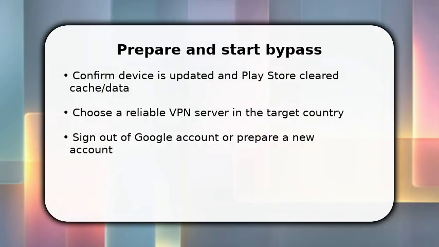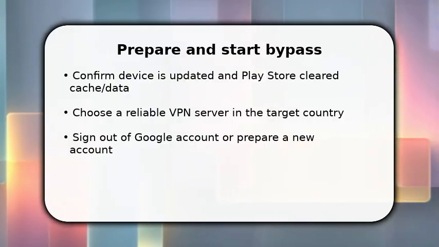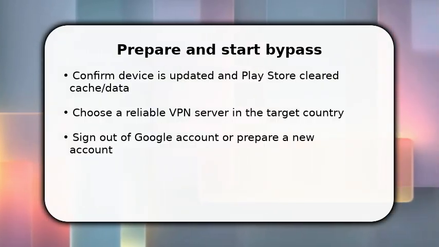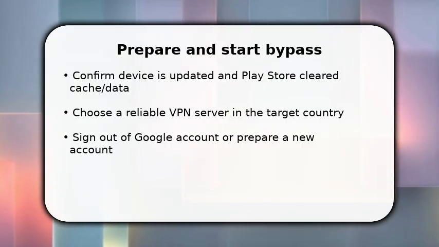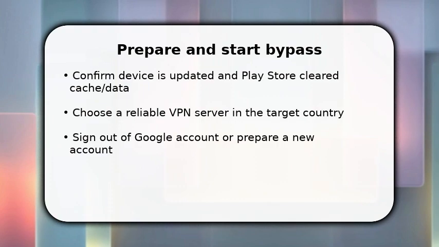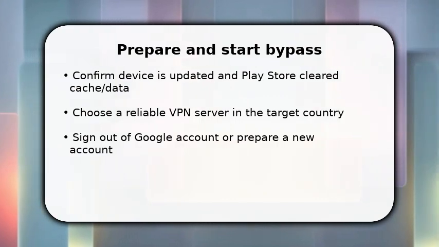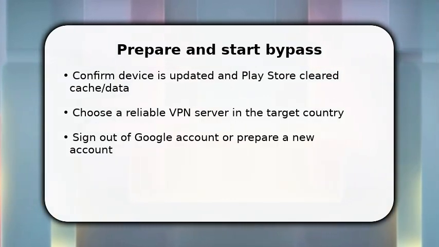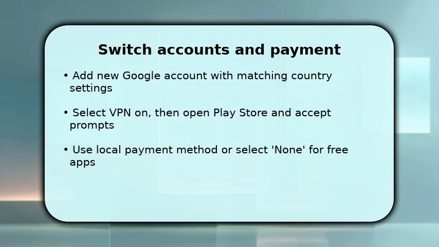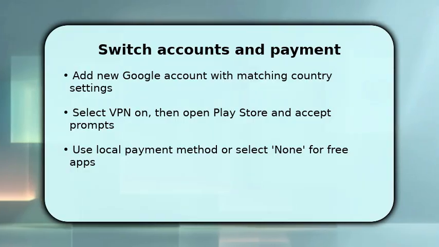Once connected, sign out of your Google account or create a fresh account set to that country in account settings. This prevents Play Store from showing your original region. With the VPN active, add the new Google account and set its profile country to match the VPN server. This is critical because Play Store uses account locale for availability.